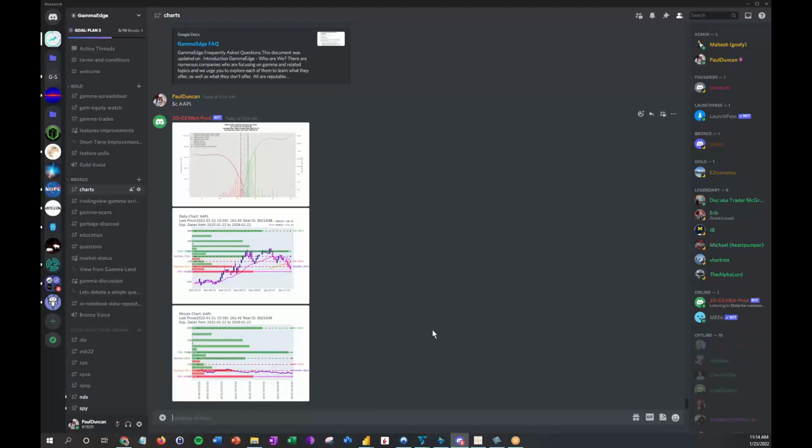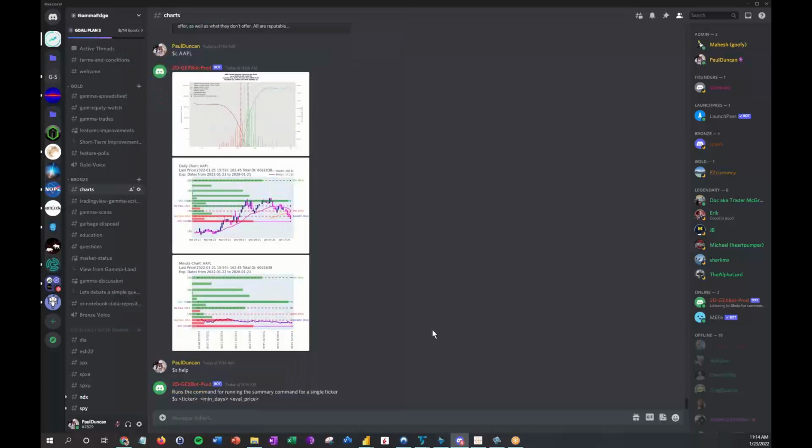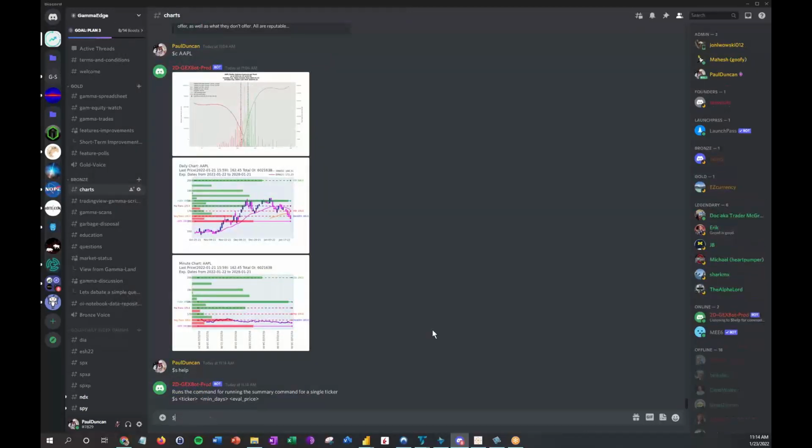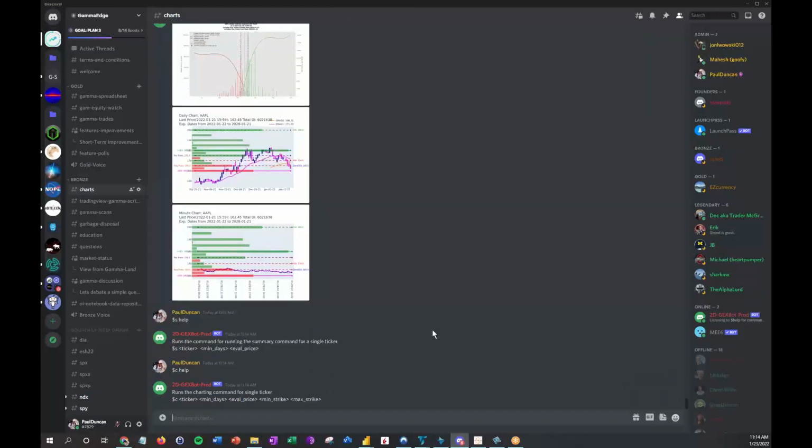Another command that is very, very useful is the summary command, and that's a $S. And if you don't remember all the syntax of these commands, you can always type $C and the word help or $S and the word help, and it will give you context for what you're seeing or how you should enter the various commands. So for instance, if I do a $C help, it'll give us all the parameters that we can actually do.